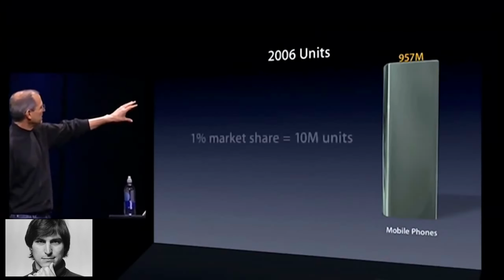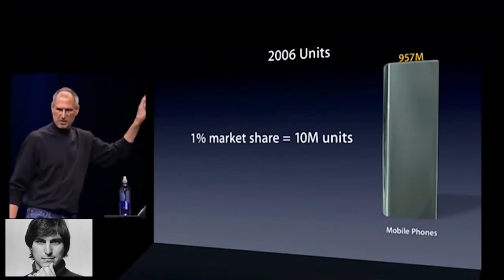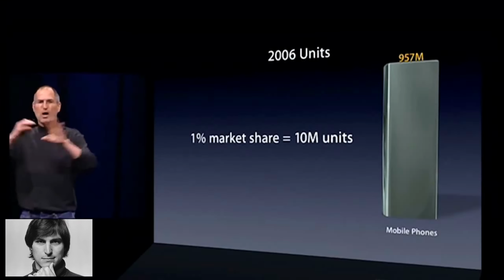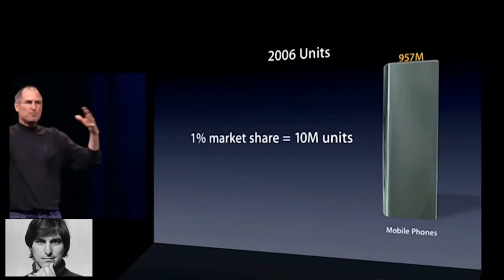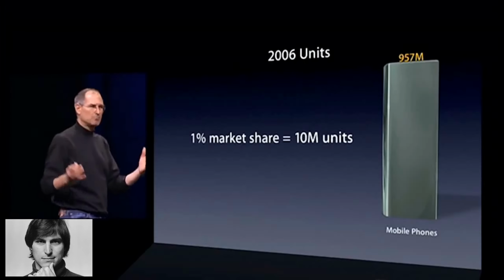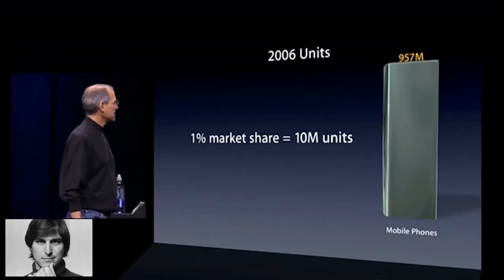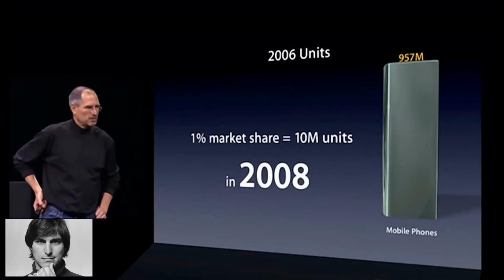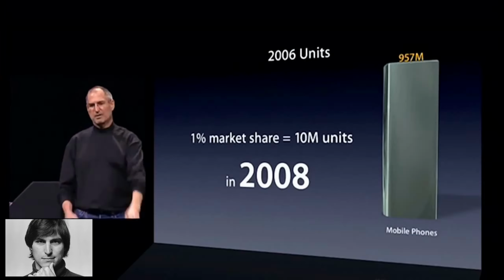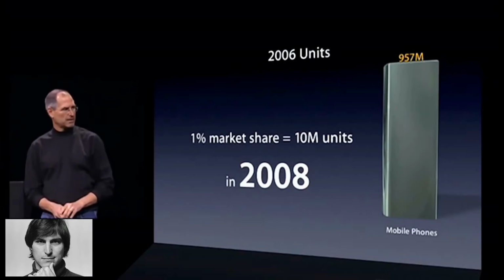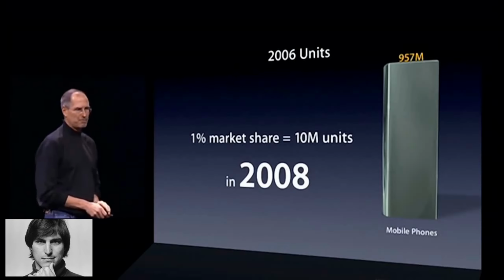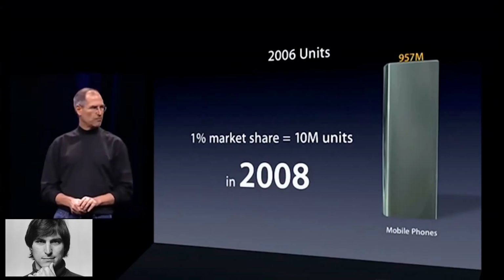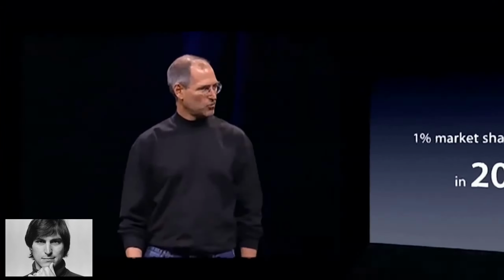So what does this tell you? It tells you that 1% market share equals 10 million units. This is a giant market. If you get just 1% market share, you're going to sell 10 million phones. And this is exactly what we're going to try to do in 2008, our first full year in the market: grab 1% market share and go from there. We're going to enter a very competitive market with a lot of players. We think we're going to have the best product in the world, and we're going to go for it and see if we can get 1% market share, 10 million units in 2008, and go from there.